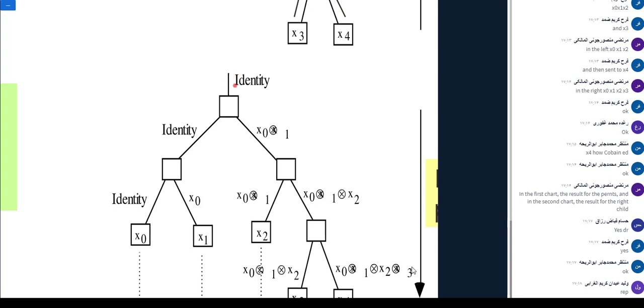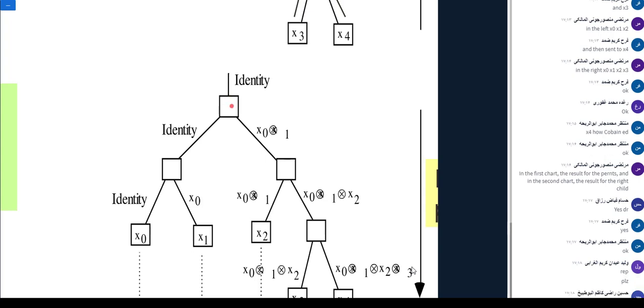We start from the root. What is received from the parent of root? As you know, root does not have any parent, so we say that it receives the identity element. Okay, so we start from the root, from this point.